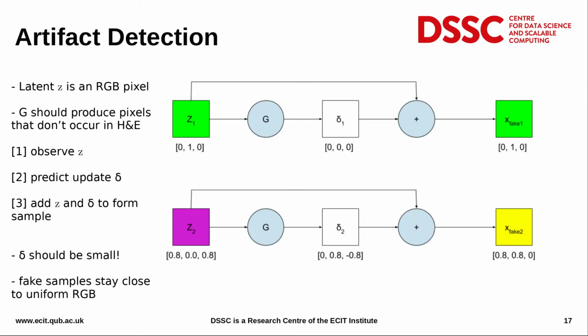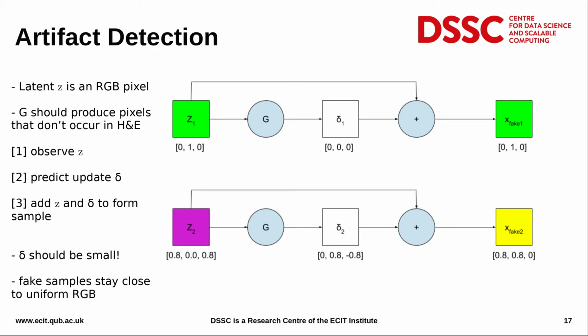Here we show how the generator produces sample colours. As with most GAN generators, a latent variable Z is sampled. However, this latent variable Z is sampled from a three-dimensional uniform distribution between 0 and 1. This variable Z is then interpreted as an RGB colour pixel. The generator observes Z and transforms it by adding an update vector called delta.